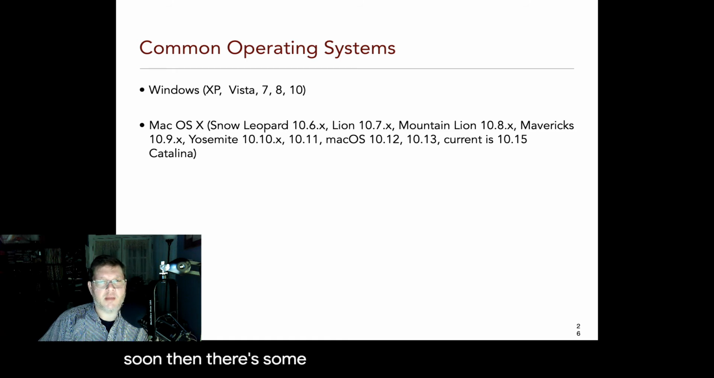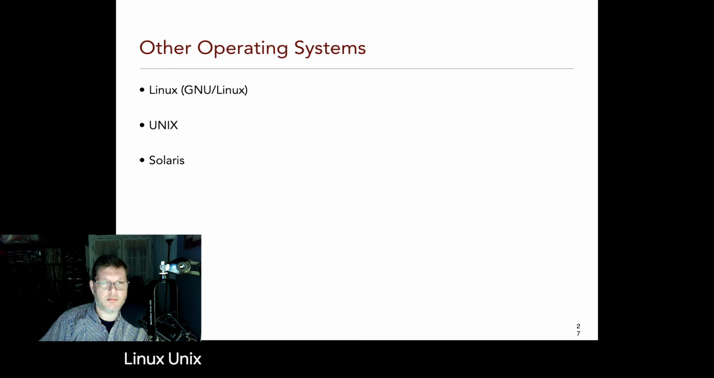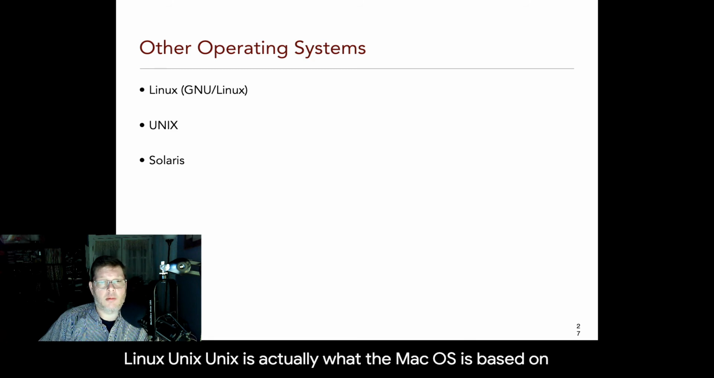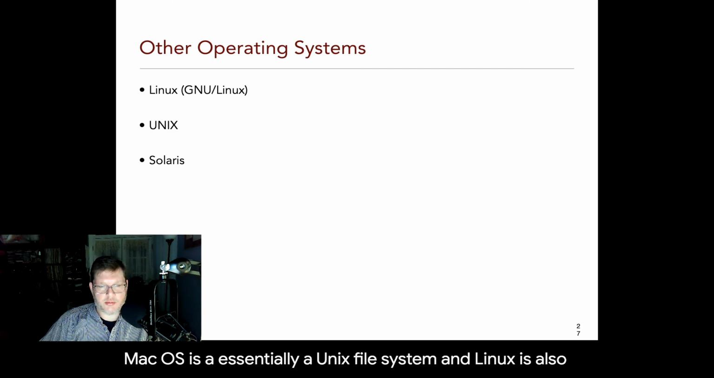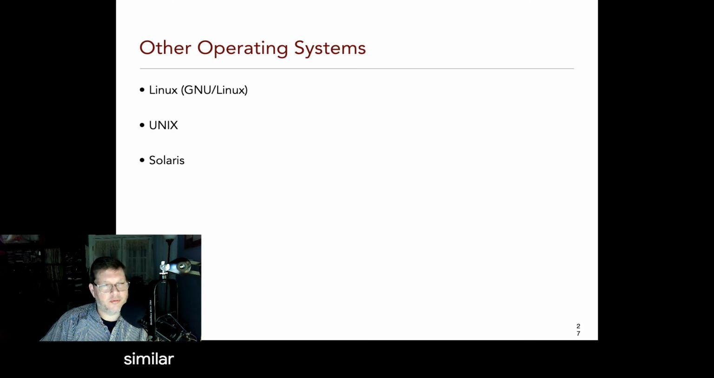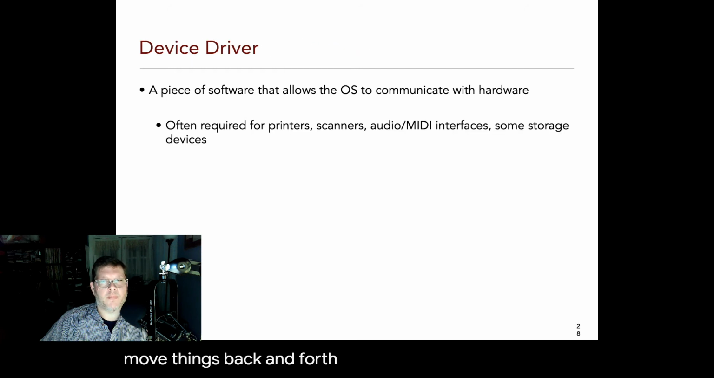Then there's some other operating systems as well. Linux, Unix. Unix is actually what the Mac OS is based on. Mac OS is essentially a Unix style system, and Linux is also similar, although they're not so similar that you can just move things back and forth.